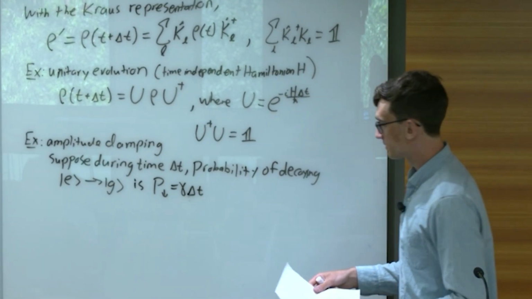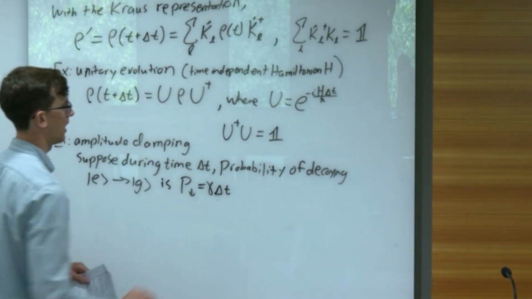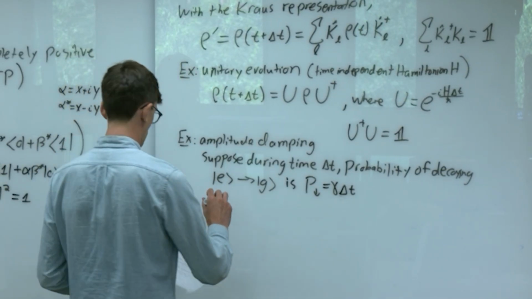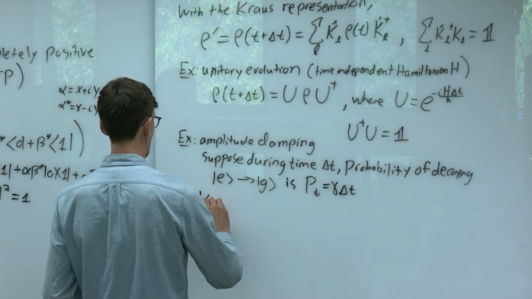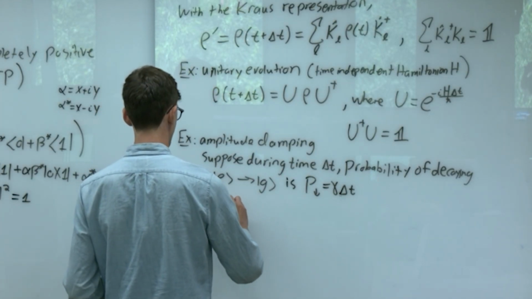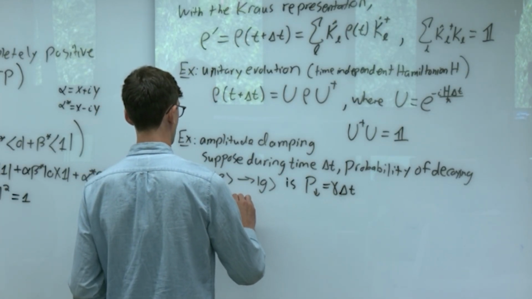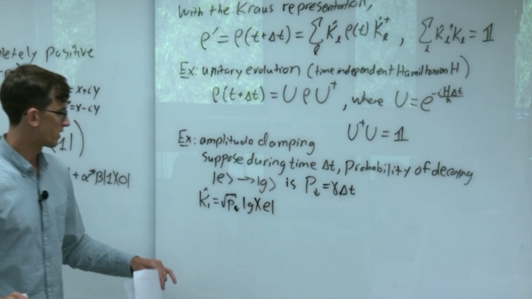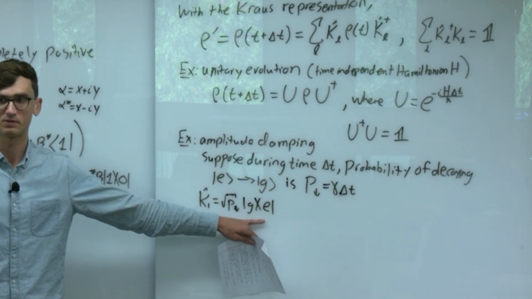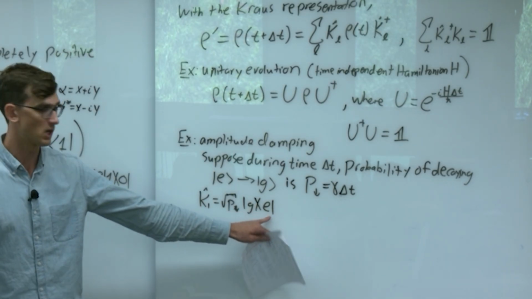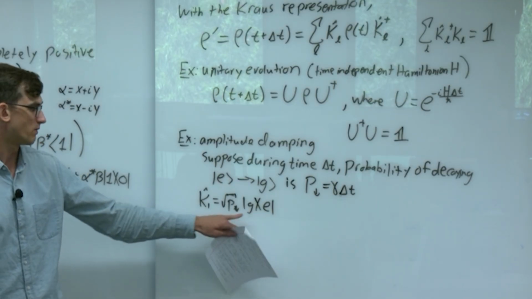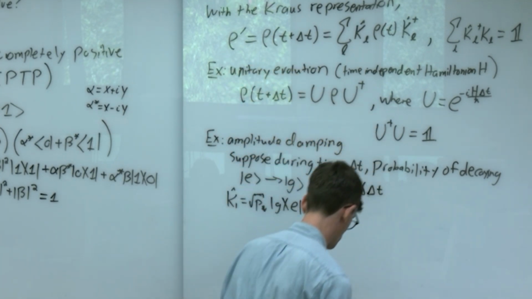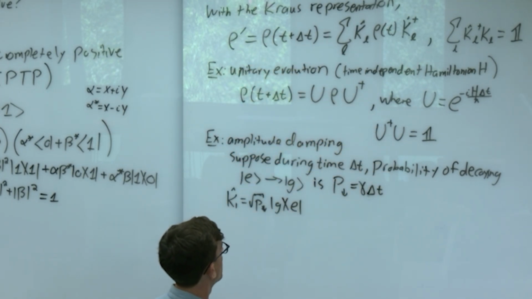Great. So what is the Kraus operator that will execute this decay? Well, it has to be K1, which is equal to the square root of P_down times |G><E|. So what is this going to do when I apply it to some quantum state? It's going to take me from E and put me in G. And then where does this square root come from? Well, you can see that this actually gives me the right probability that a quantum jump will occur.